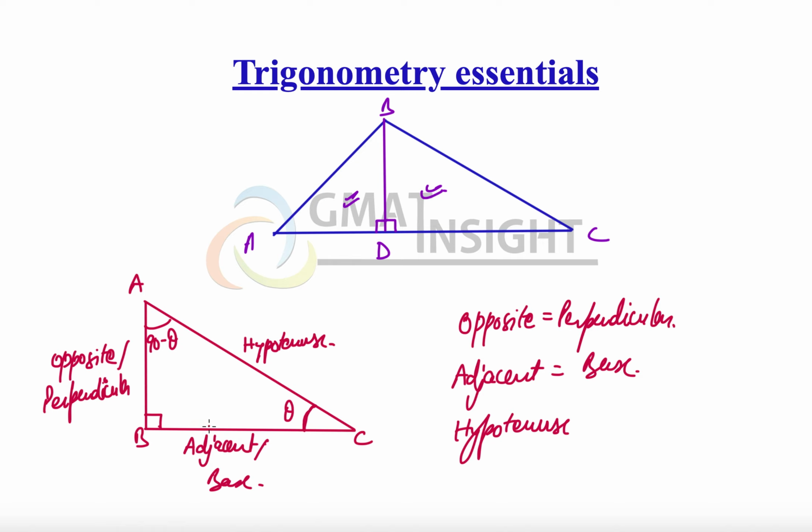So understand that the opposite and the adjacent can interchange depending upon the angle that we are considering. The opposite is always the side opposite to the angle that is being used in the trigonometrical function. I hope that makes sense.